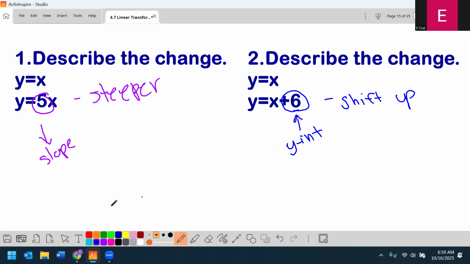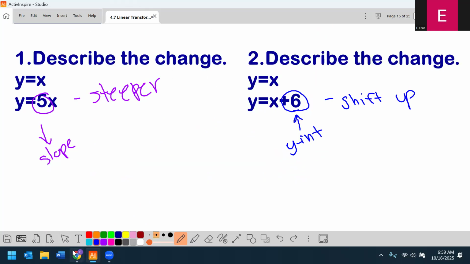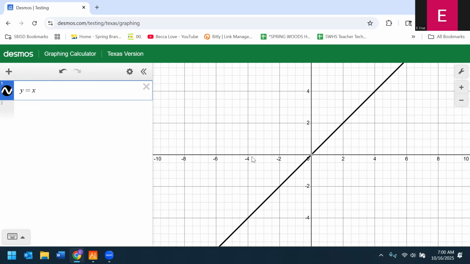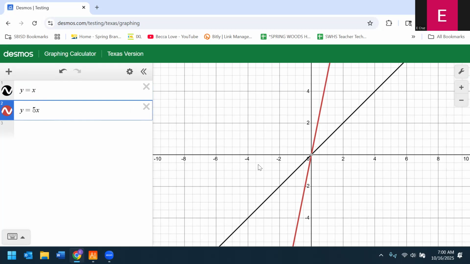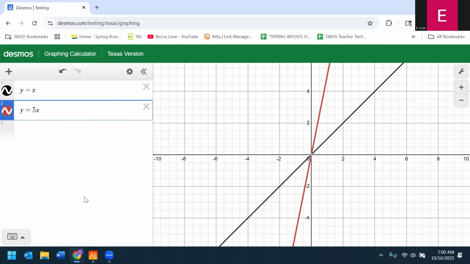Now, if this confuses you, if you find it hard deciding what change it creates, then all you have to do is graph the equations in Desmos. Y equals x is the parent function. Y equals 5x is the second equation they gave me for the first example. You can see that red line is a lot steeper than the black one, right? So even if you don't understand looking at the numbers, just graph them in Desmos and see what happens. You can see it became steeper.